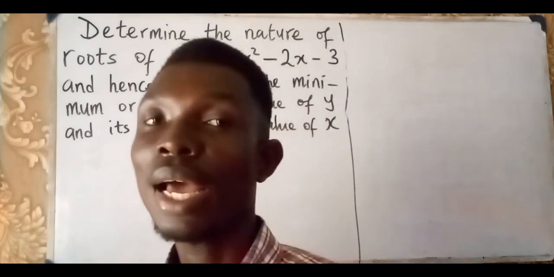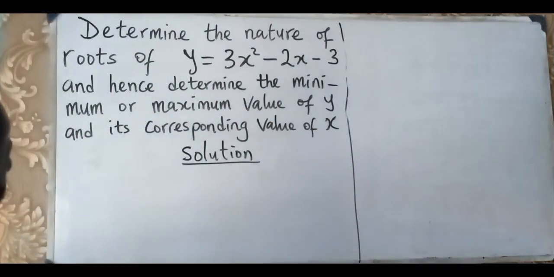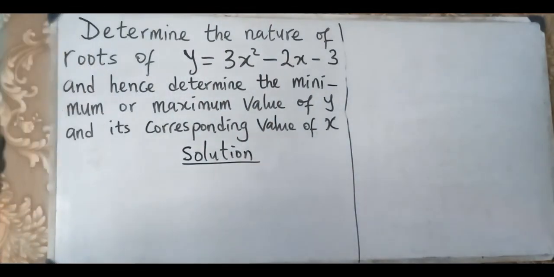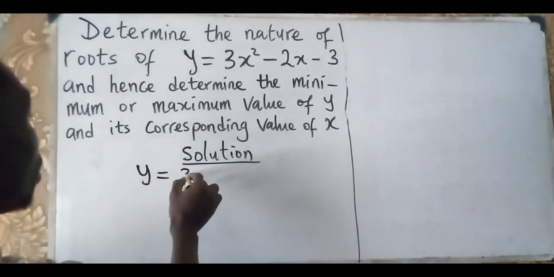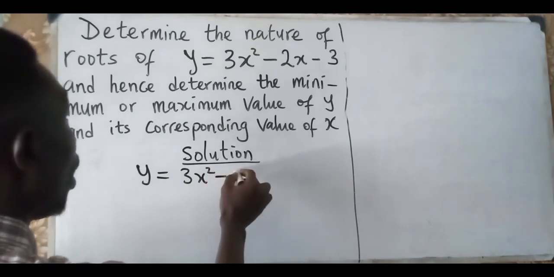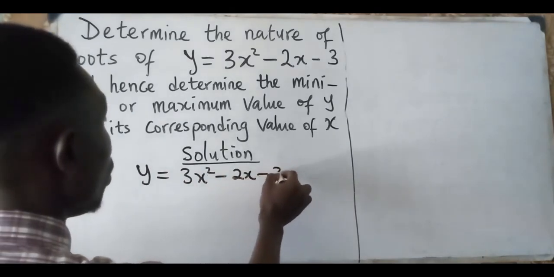Today, we are looking at a problem on the board. It says, determine the nature of roots of y equals 3x squared minus 2x minus 3, and hence determine the minimum or maximum value of y and its corresponding value of x. Quickly, we are going to solve this problem. y is equal to 3x squared minus 2x minus 3.